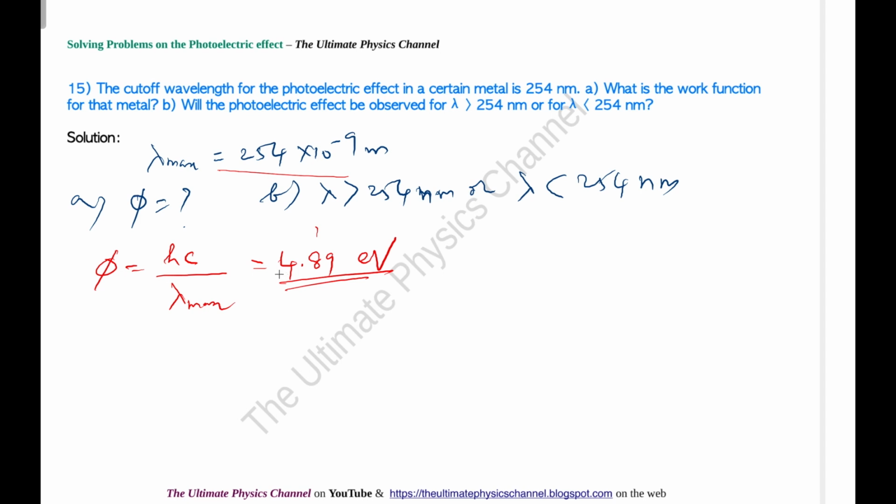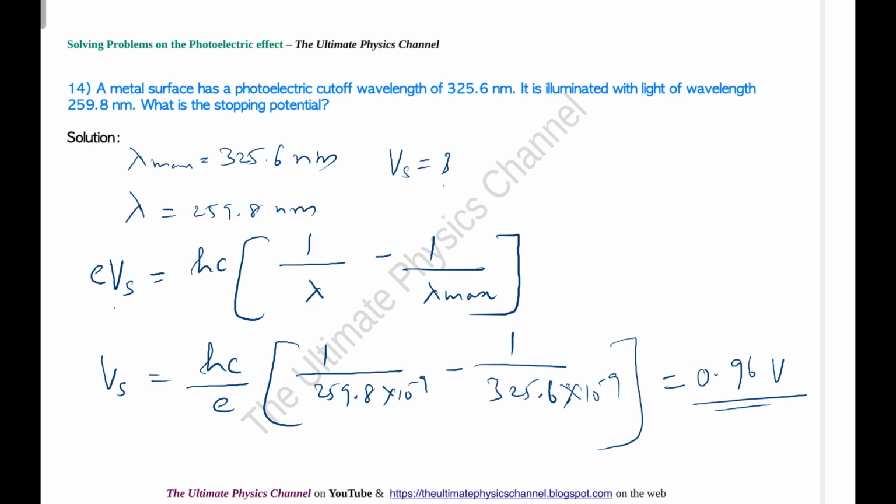Now the question is, since lambda max is 254 nanometers, what is the range in which we would get a photoelectric effect? You would get it only for lambda less than 254 because it is lambda max. You cannot exceed lambda max, so you have to have wavelengths less than 254 nanometers in order for the photoelectric effect to take place. Right, so that's the conclusion there.